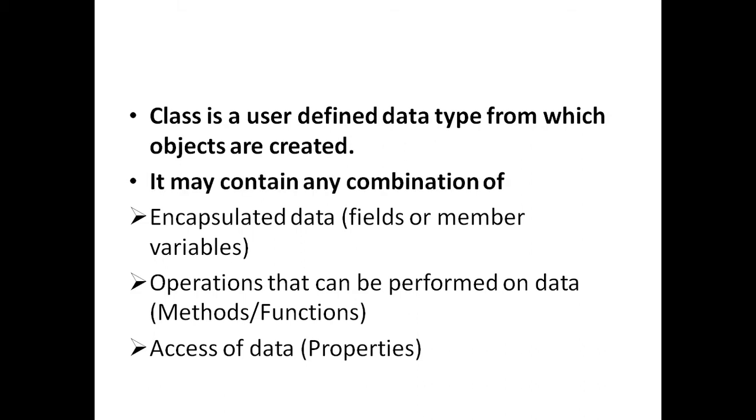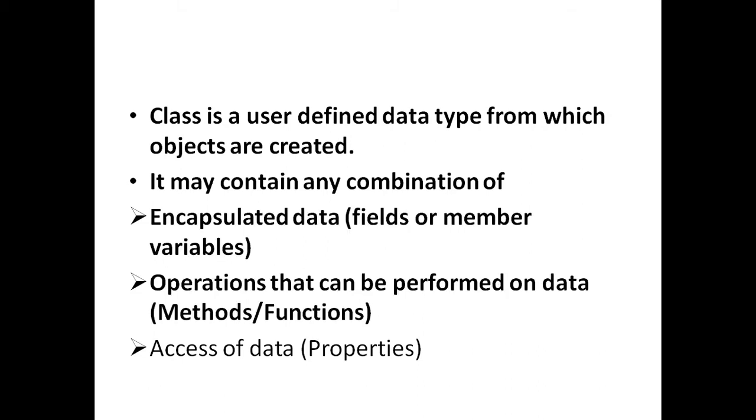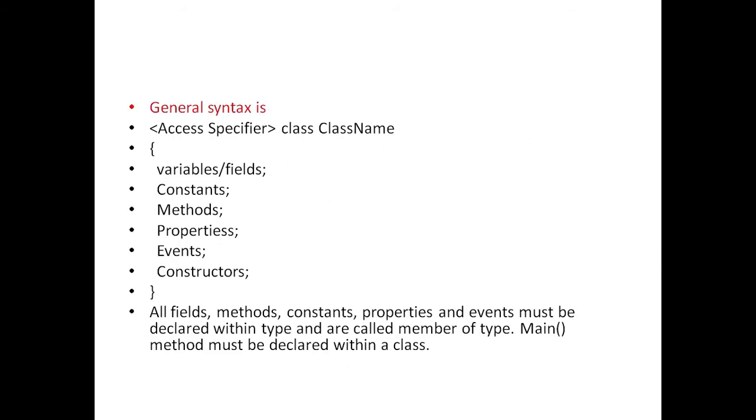It may contain any combination of encapsulated data, that is fields or members, operations that can be performed on the data, that is methods and functions, and access of data, that is properties. Generally, a class declaration contains only one keyword followed by an identifier of the class. Other optional attributes that can be used with the class declaration are enclosed within curly brackets.